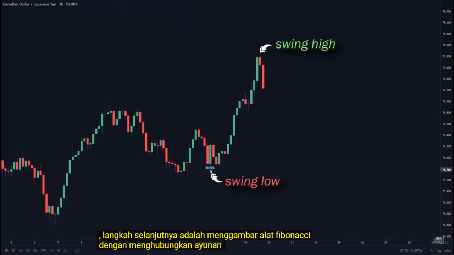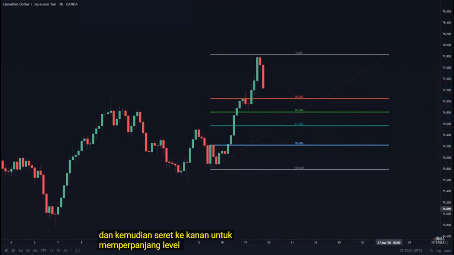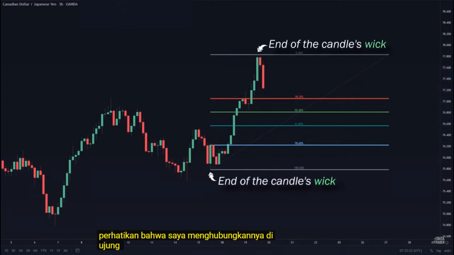Now, once you've identified the swing high and the swing low, the next step is drawing the Fibonacci tool by connecting the swing low to the swing high, and then dragging it to the right to extend the levels. Now notice that I'm connecting them at the end of the candle's wick.